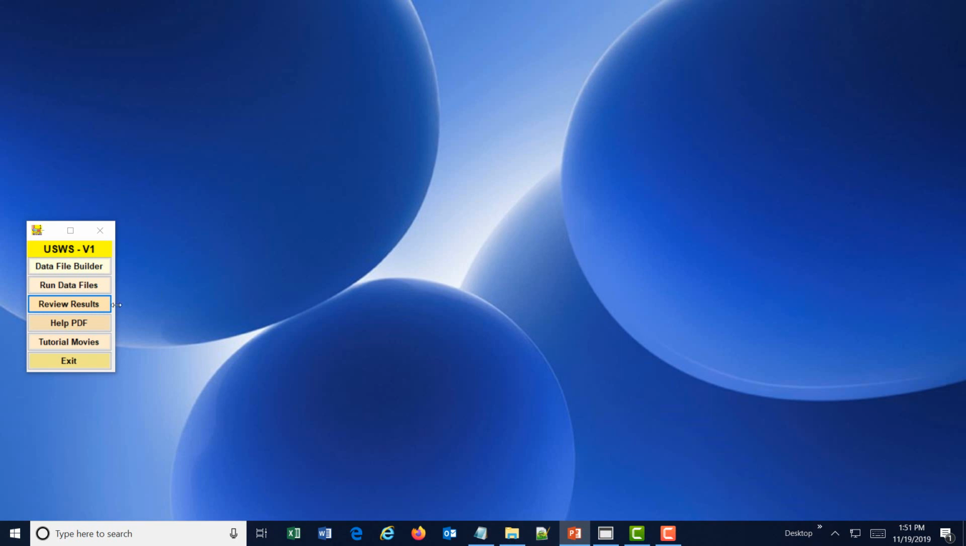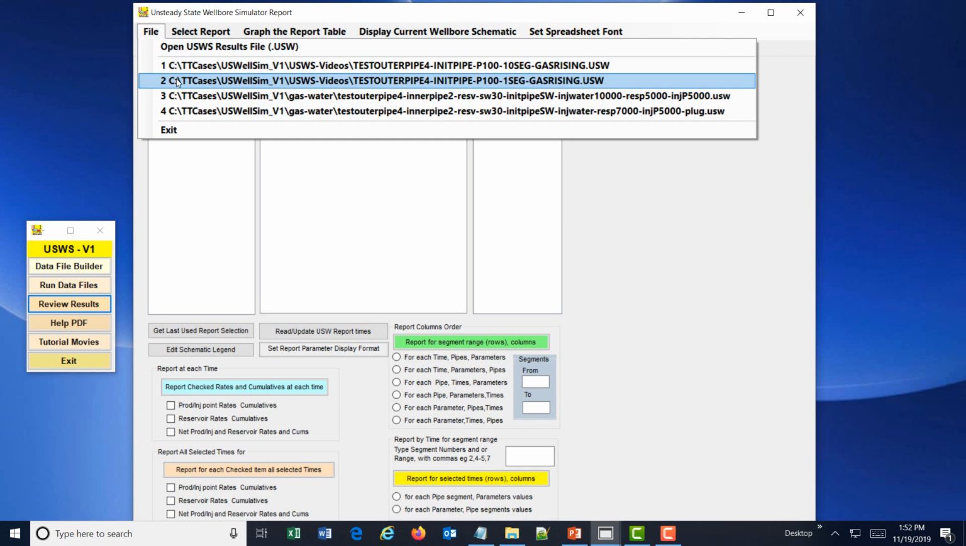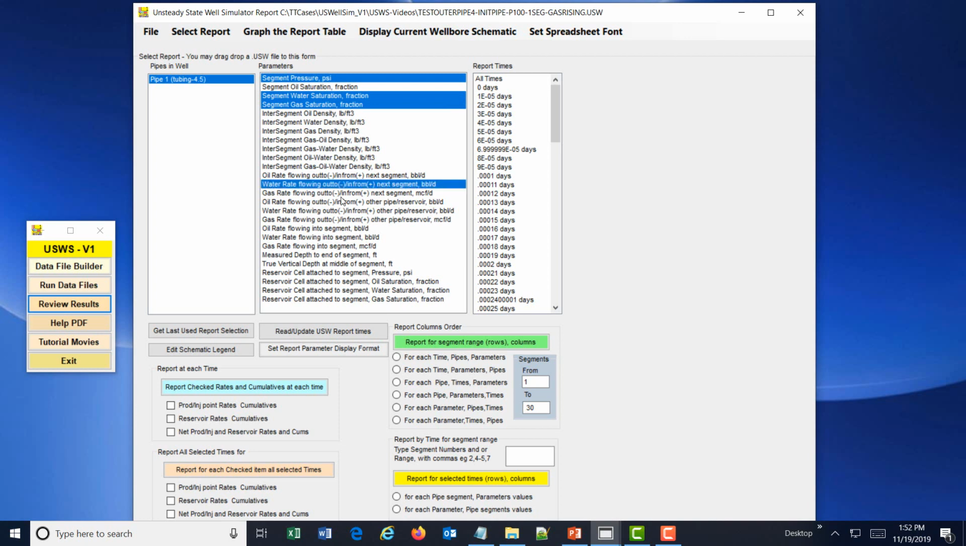This is the user interface of the unsteady state wellbore simulator, and we will review the results of the run. So we open up the file that's been run previously, and we pick up the pipe tubing, 4.5-inch OD, 4-inch ID, and we will show the parameters of pressure, water and gas saturation, water rate flowing into the pipes, and gas rate flowing in the pipes at all times. These are our output times in the simulation, and we're going to report for each time the pipes and the parameters. And we will click on the report.